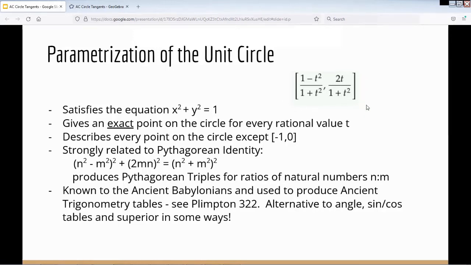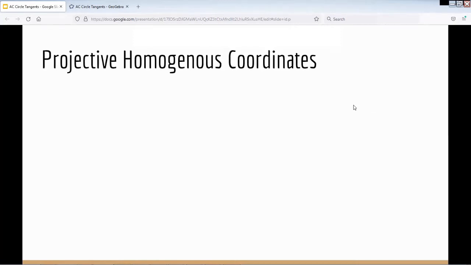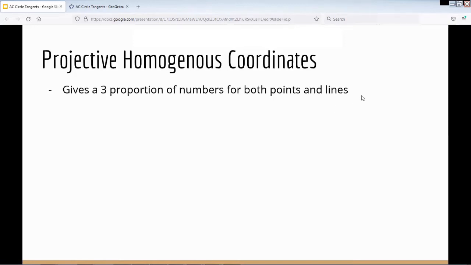So that's one ingredient. The next thing we need is projective homogeneous coordinates. I'm just going to skip through this, but this is a very deep and powerful kind of technology. Basically, we have a proportion of three numbers that is our coordinates both for a line and a point. You might be used to encoding a point with two numbers, and a line with a slope and a y-intercept. But in this case we're using three numbers, and they're a proportion, which means we can scale them however we want.